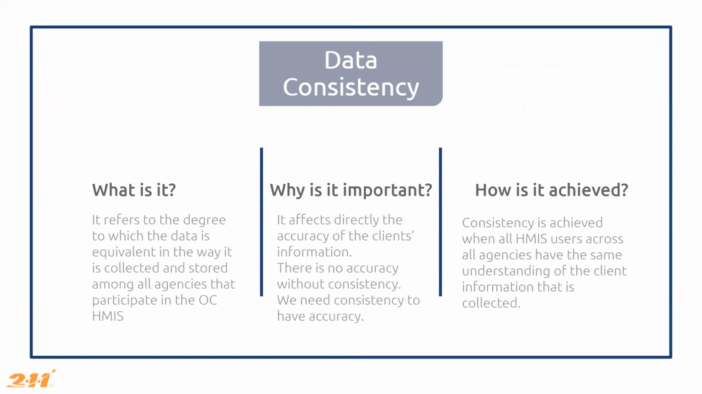HUD defines data consistency as the degree to which the data is collected and stored among all participating agencies in OCHMIS. This directly affects the data accuracy because without consistency, we do not have accuracy. This is achieved by having the same understanding of collecting client data.